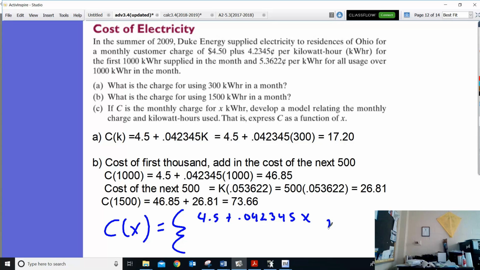You just have to have a restriction. What's the deal about X? What's it got to be less than or equal to? 1,000. It's the kilowatts used. It also has to be greater than 0. Okay? It has to be between 0 and 1,000. That 0 is actually important.